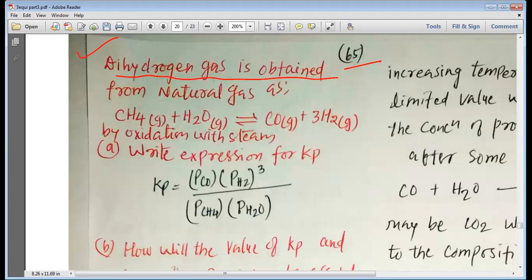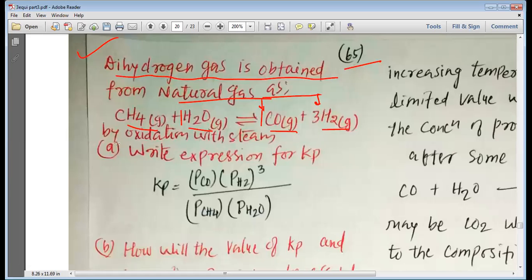Dihydrogen gas is obtained from natural gas as CH4 gas plus H2O gas gives CO gas plus 3H2 gas. So if you look at the product side, you have 3 plus 1, 4 moles of gaseous molecules, and on the reactant side we have 1 plus 1, that is 2 moles of gaseous molecules.